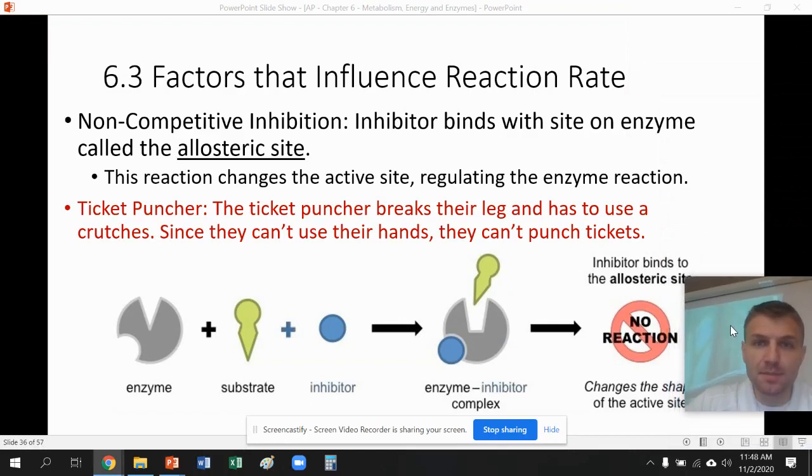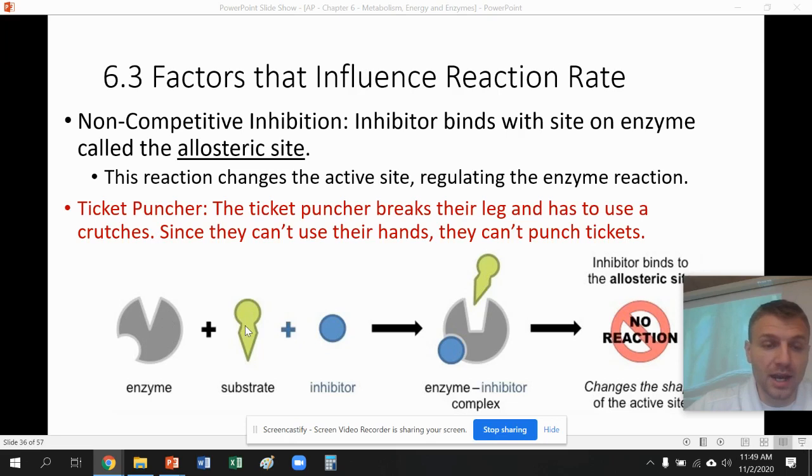Our second type of inhibitor is going to be called a non-competitive inhibitor. This is when an inhibitor is going to bond with the allosteric site. The allosteric site is a location not on the active site, not near the active site. It's going to be a little bit away from it. And when the inhibitor bonds with the allosteric site, it's going to change the shape of the active site. This is because you're changing the shape of the whole enzyme, or at least the part of the enzyme where the active site is located. When you change the shape of something, you change the function.